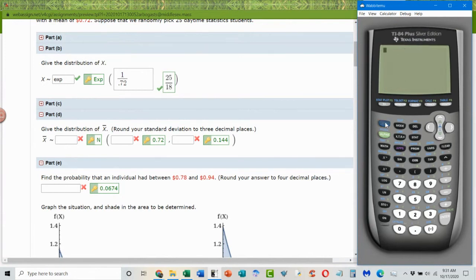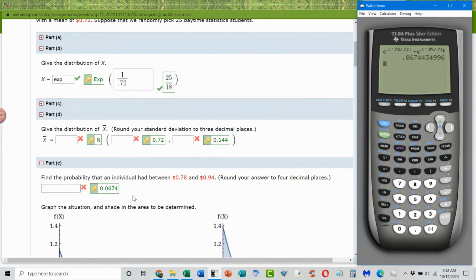Again, if you have the older one, it's still going to be second ln, and you're going to get a parenthesis up here, right? E, you're going to have the negative, this number 0.78 divided by 0.72, and then you're just going to close the parenthesis, and it will stop being in that space. Minus, and then again the E, and you'll have the parenthesis, negative 0.94 divided by 0.72. And then when you enter, you'll get your area under the curve.